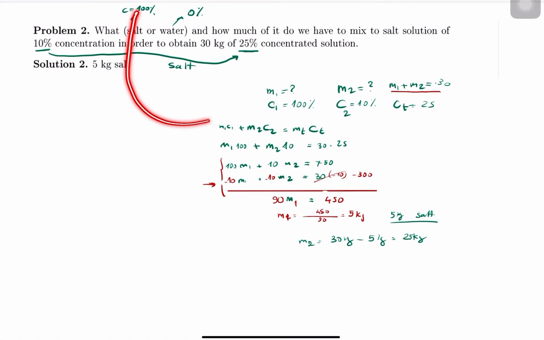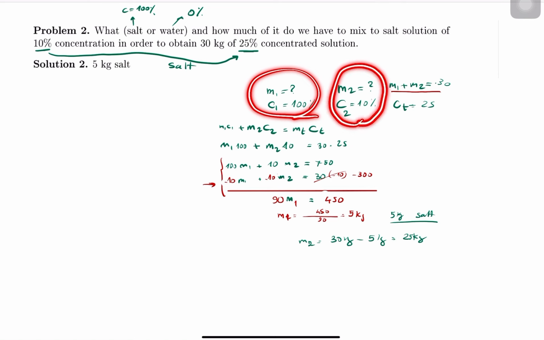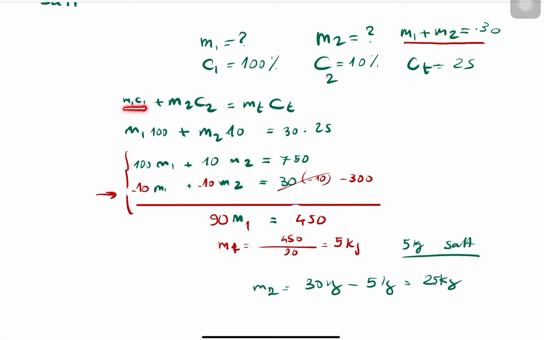Then I have to write here C1 is this one. I don't know the amount of salt. And I mix this with our solution. M2, the C2 is 10%. I know the concentration, but the result will be total mass 30 kilogram, and C total is 25%. Again, the same formula: M1C1 plus M2C2 equals M total C total.